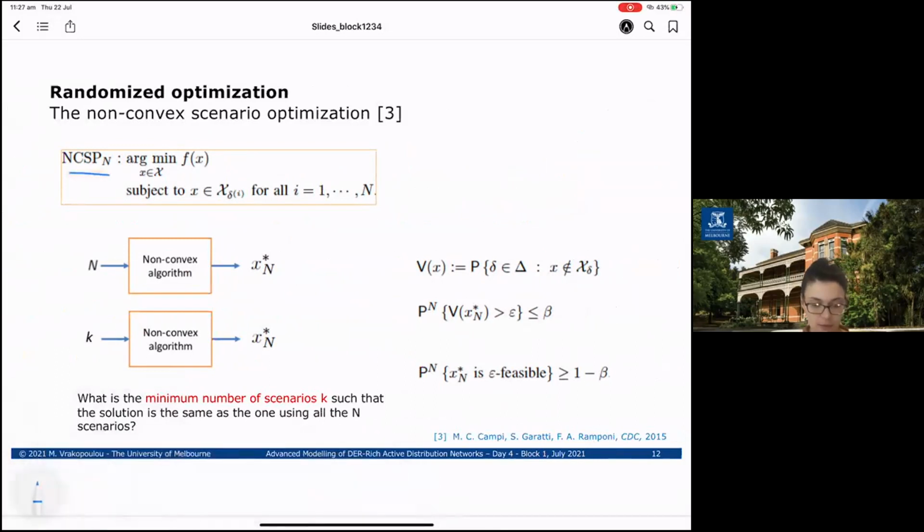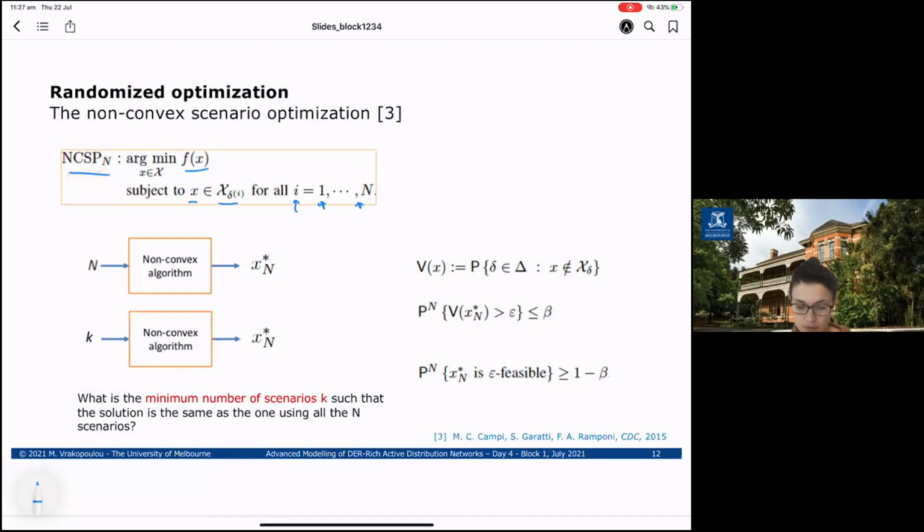Non-convex optimization problem that we want to minimize this objective function, subject to decision variables x that belong to a specific space that depends on the uncertainty. The uncertainty delta is now depicted as scenarios from the beginning, and we have, for example, n scenarios to take into account in this setup.